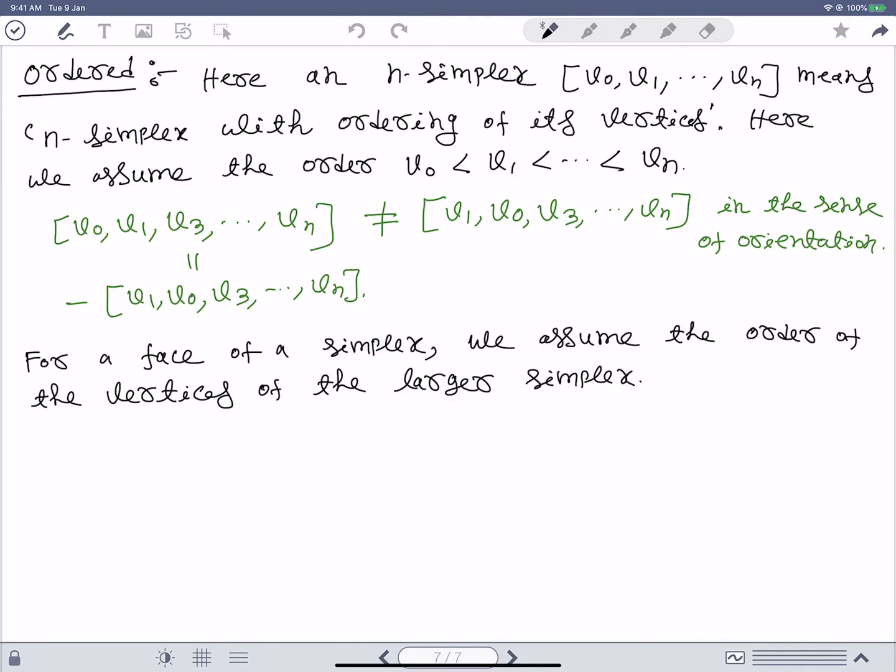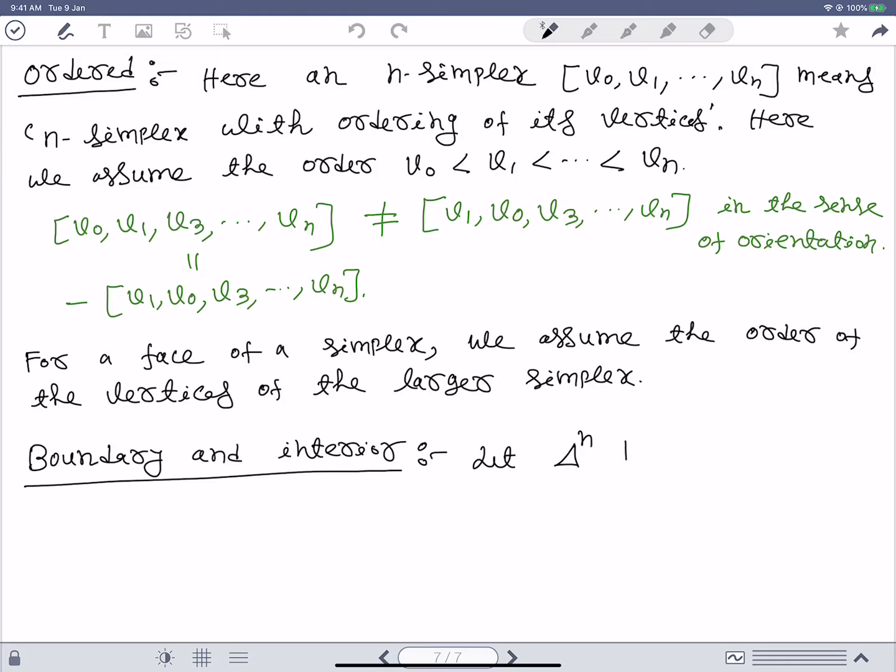Okay, so next we have boundary and interior of a simplex. So first of all, let delta n be an n simplex. When we do not need the vertices, then we sometimes denote the n simplex by delta n. But when we need the vertices, then we denote the n simplex by that symbol, that is v0, v1 up to vn in the square bracket. Okay. So to define the boundary and interior, we first choose delta n to be an n simplex.